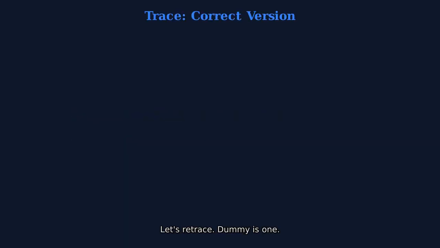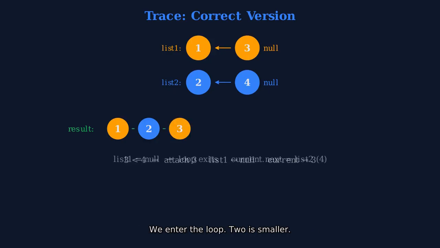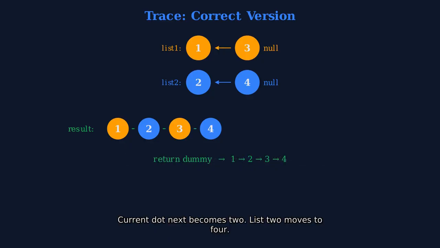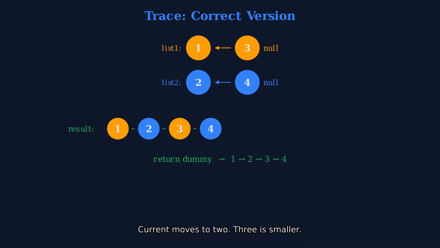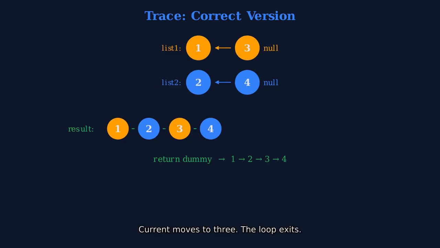Let's retrace. Dummy is 1. Current is also 1. List 1 moves to 3. We enter the loop. 2 is smaller. Current.next becomes 2. List 2 moves to 4. Current moves to 2. 3 is smaller. Current.next becomes 3. List 1 moves to null. Current moves to 3. The loop exits. Current.next becomes 4. We return dummy. The chain is 1, 2, 3, 4.